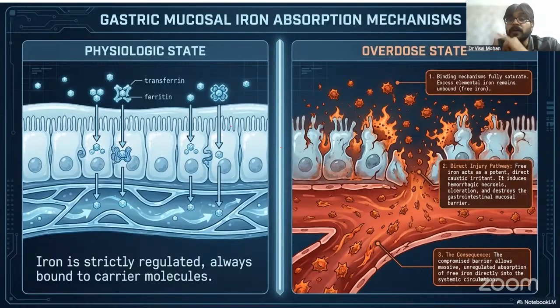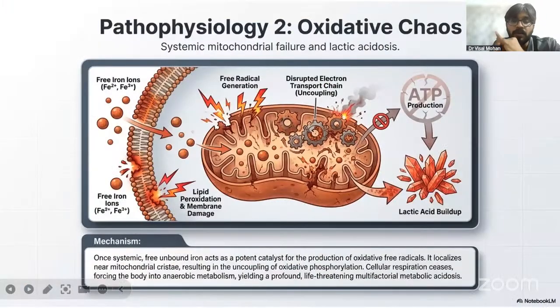And the next one is oxidative stress. In case of oxidative stress, what happens? The free unbound iron is present. They are potent catalysts for the production of oxidative free radicals, usually near the mitochondrial membranes. It causes uncoupling of oxidative phosphorylation. Because of this uncoupling, it goes into anaerobic metabolism, causing excessive metabolic acidosis and lactate elevation.